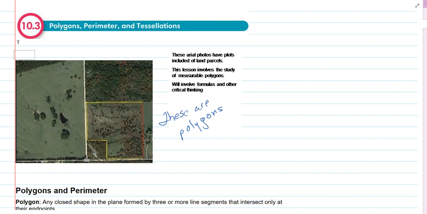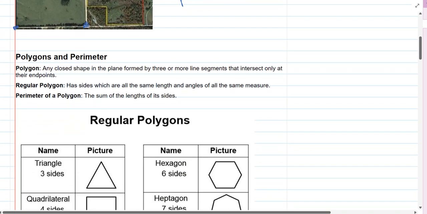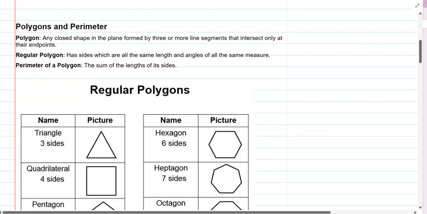And what they have are connected segments that intersect only at their endpoints. So the segments are right here, and they connect with a segment, a line that connects them. So we're going to talk about formulas and some critical thinking. So let's look at polygons and perimeter.